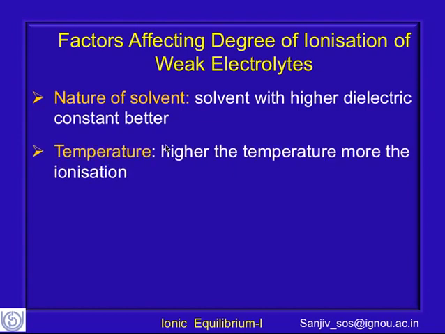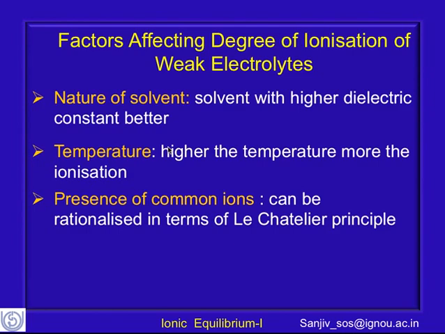The second factor happens to be temperature. Typically, the higher the temperature, the more the ionization. It's like an equilibrium. When the temperature increases, there is more ionization, or in general, dissociation. In the case of a weak electrolyte, we're talking about ionization. So the higher the temperature, the more ionization. There are more ions, so there's more conduction.